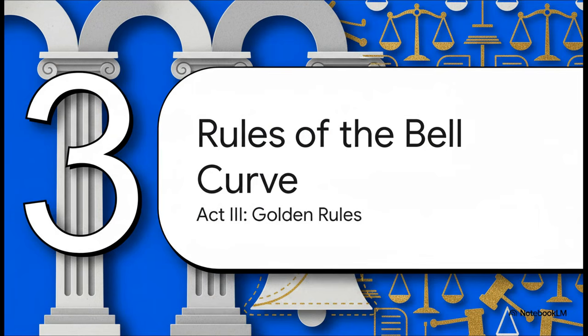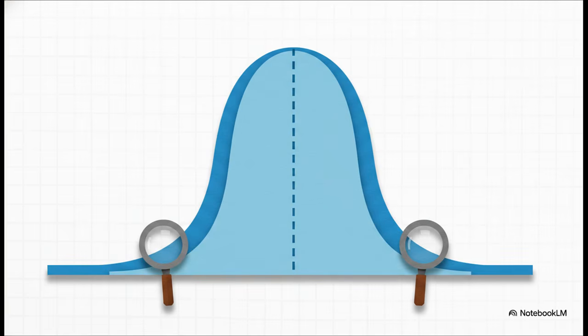Act 3, the golden rules. Rules of the bell curve. Once those architects draw the curve, it has to follow a strict set of laws. First up, because the curve is perfectly symmetrical about the mean, the mean, median, and mode are all exactly equal. They sit dead center. Second, the total area under this curve always equals 1.00, or 100%. That represents all possible probabilities. And third, the curve is asymptotic. That's just a fancy way of saying it gets infinitely close to the x-axis on the tails, but it never ever actually touches it. It's kind of like an awkward high school dance, where you just hover at the edge of the floor all night.